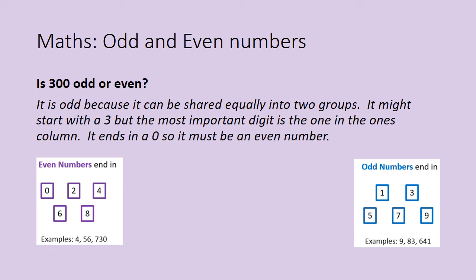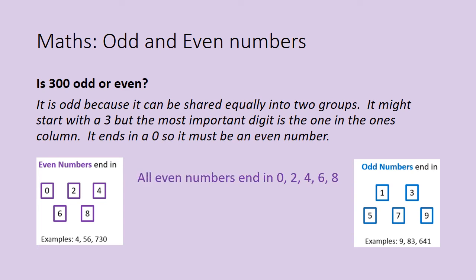In this number 300, it ends in a 0, so it must mean that this number is an even number. All numbers like this that end in zeros will be even numbers. 100, 150, 400, 700, 900.